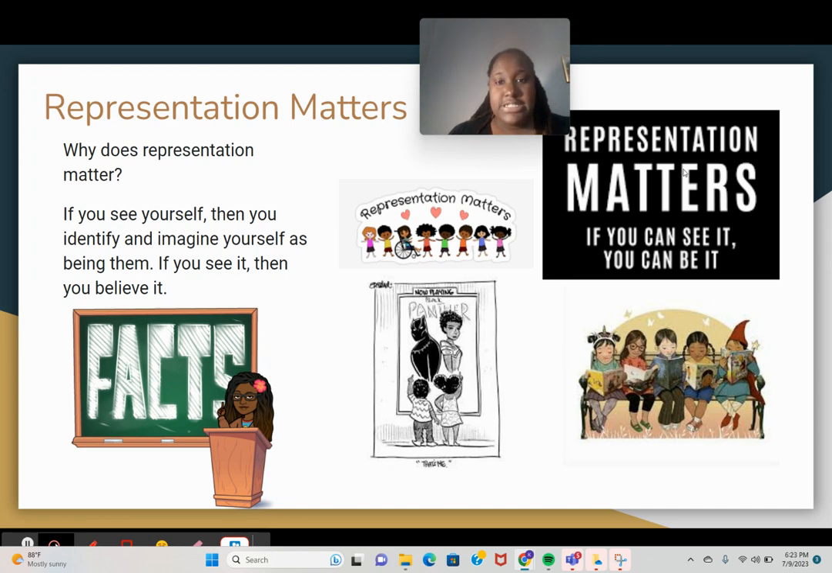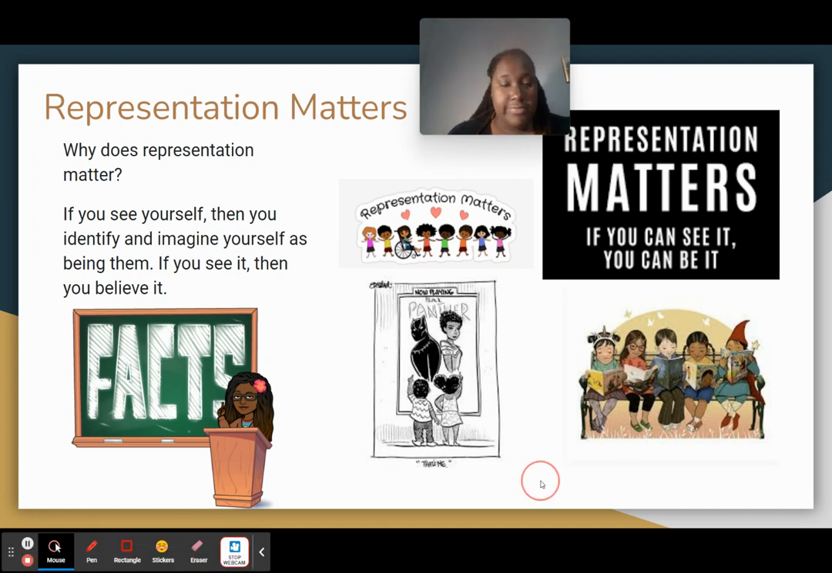And then this sign actually says representation matters. If you can see it, you can be it. So this is my theme for this book talk.